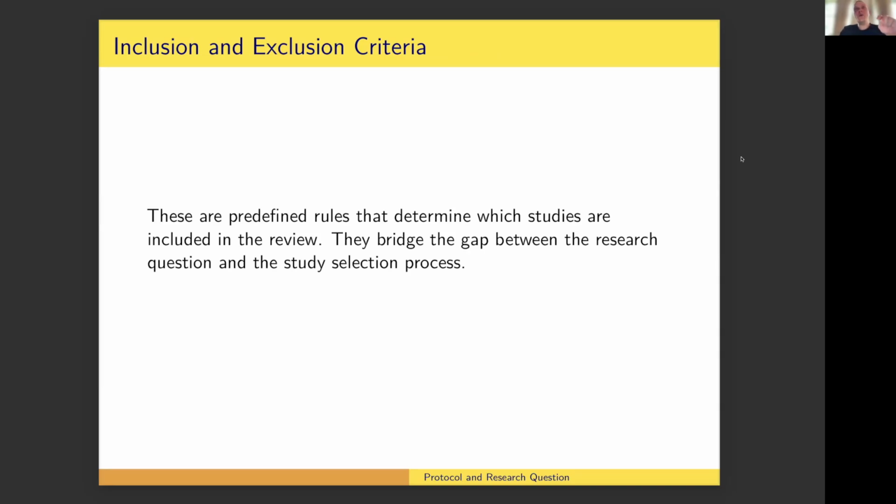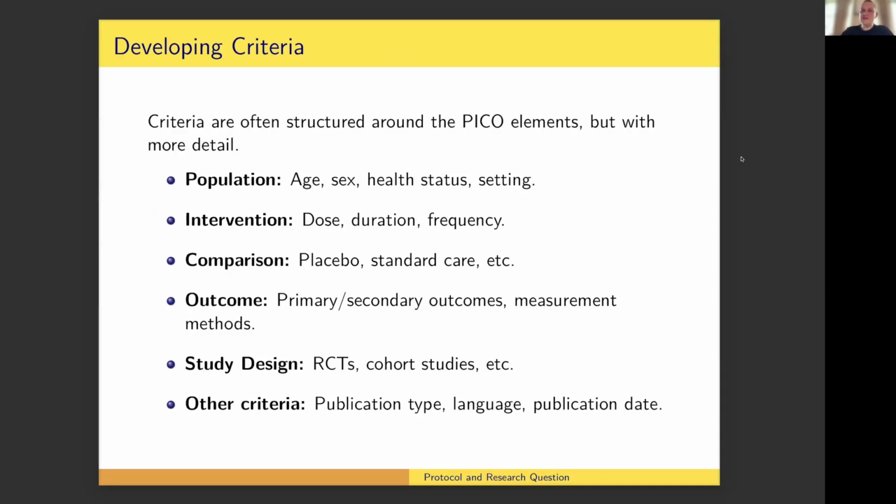It's very important because it bridges the gap between your intended research question and the study selection process of the systematic review. You can reuse these PICO elements that we used before, but with a little bit more detail. So for instance, when you talk about population, we might more clearly define what ages and what sex or gender, what health status, and what setting.